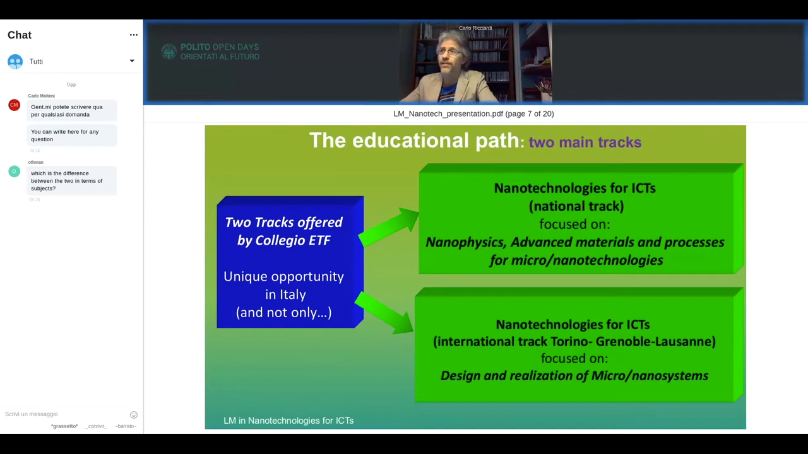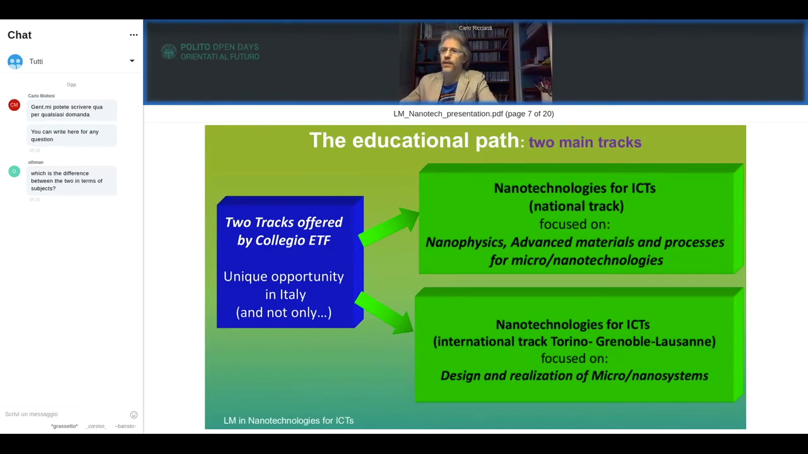On the slight difference, the international track is more focused on design and realization of the micro nano system. So the difference is not that large from the knowledge point of view. It is larger from the, let's say, kind of lecture point of view.